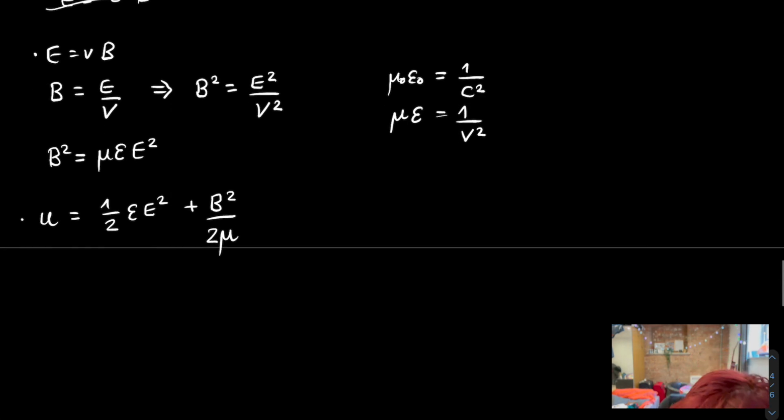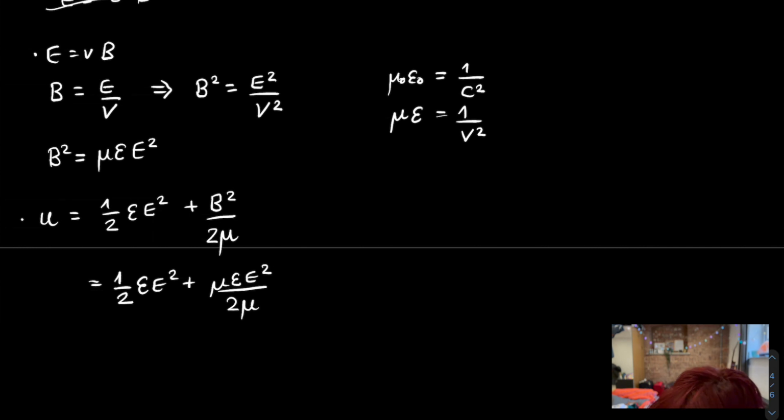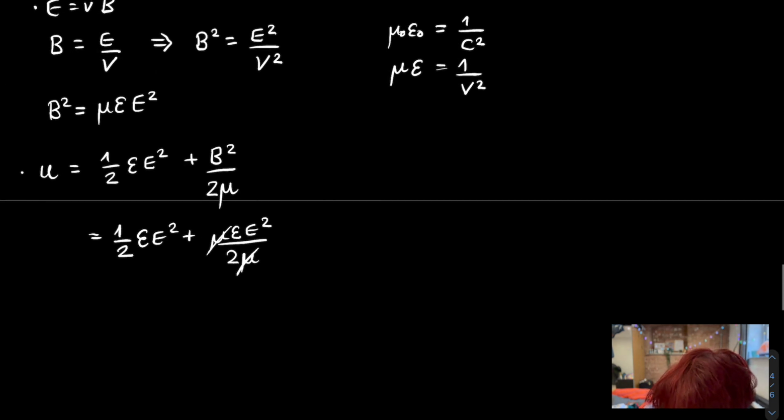And so when we do that, we're going to get that the energy density is equal to 1/2 epsilon E squared plus B squared. Well, B squared is just mu epsilon E squared divided by 2 mu. Well, the mu's are going to go, and we've just got another factor of 1/2 epsilon E squared. So these two are going to add together to just give epsilon E squared right here.